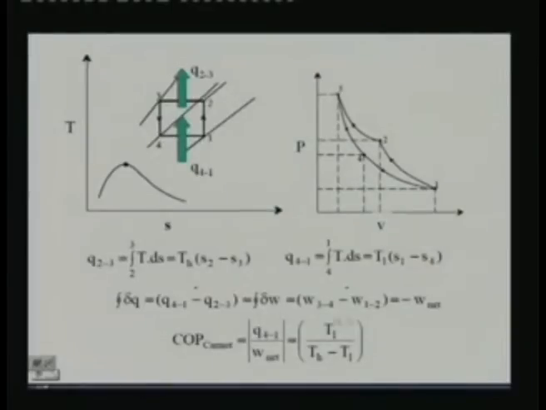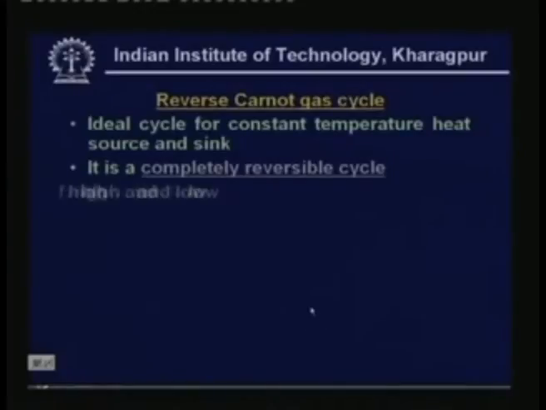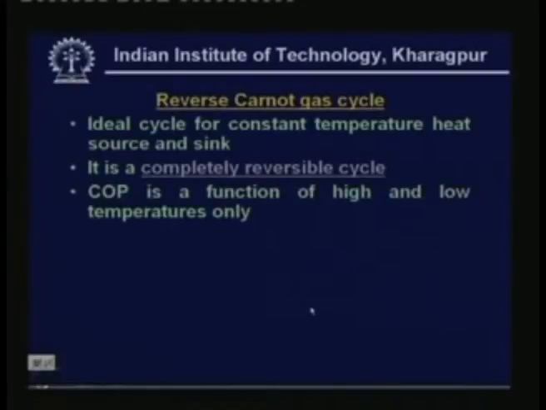From the expression you can see that COP increases as TL increases, and COP also increases as TH reduces. So basically the COP of a Carnot system increases as the temperature difference between the high temperature and low temperature reduces. So we have seen that the COP is a function of high and low temperatures only.